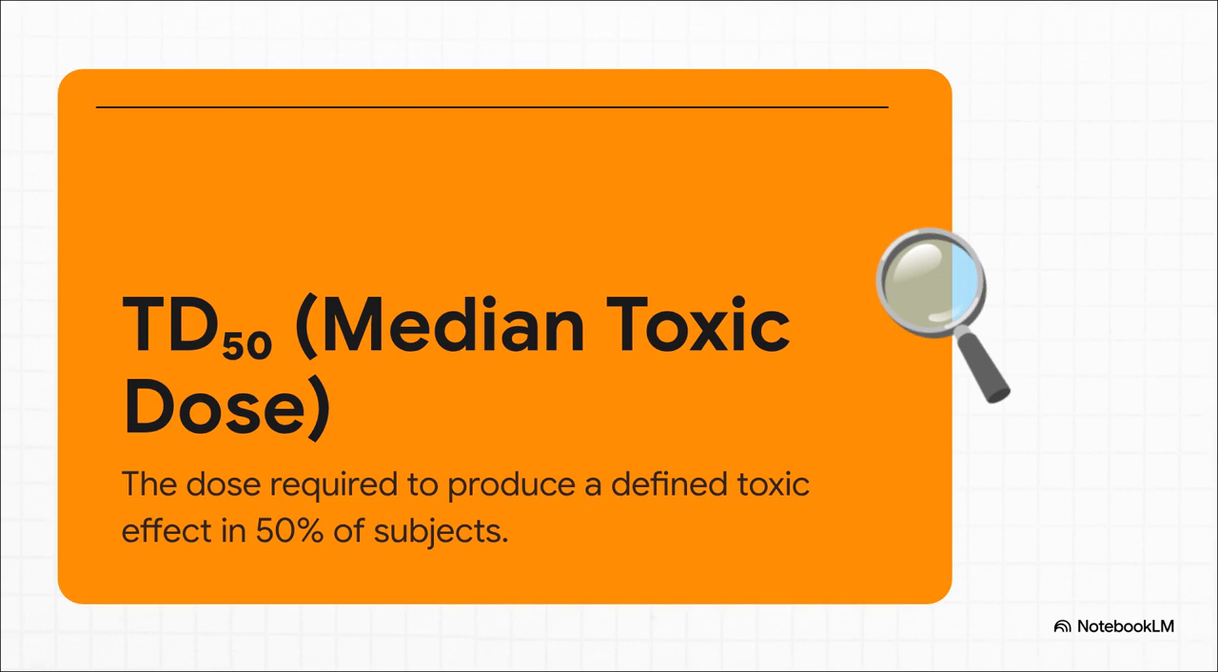And of course, there's a flip side to that coin. This is the median toxic dose, or TD50. And you can probably guess what this is. It's the dose where 50% of people start to feel a specific toxic side effect. So this becomes our benchmark for harm.